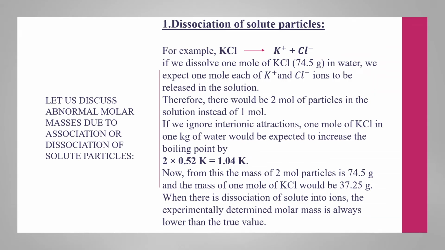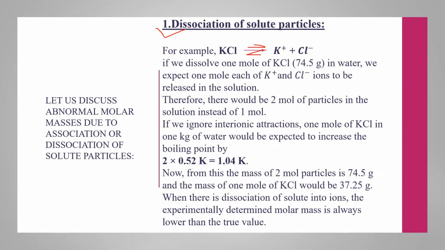Let us discuss abnormal molar masses due to association or dissociation of solute particles. As we have already discussed, the abnormality in molar masses is due to the association of solute particles or due to the dissociation of solute particles with solvent particles. First of all, we will discuss dissociation of solute particles. For this, let us take an example. Let's say KCl gets dissolved in the solvent and gets dissociated into its ions.